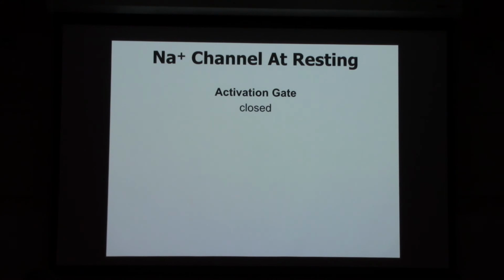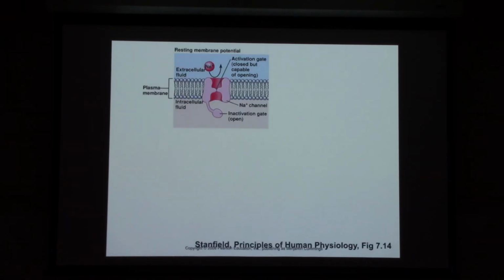So picture a long tube, and there are two doors to it. The only way to get all the way through is if both doors are open. So the activation gate is closed during resting. The inactivation gate is open. Even though one of the gates is open, sodium cannot get through because the other gate is closed. All right, everybody got that? Let's look at a little drawing.